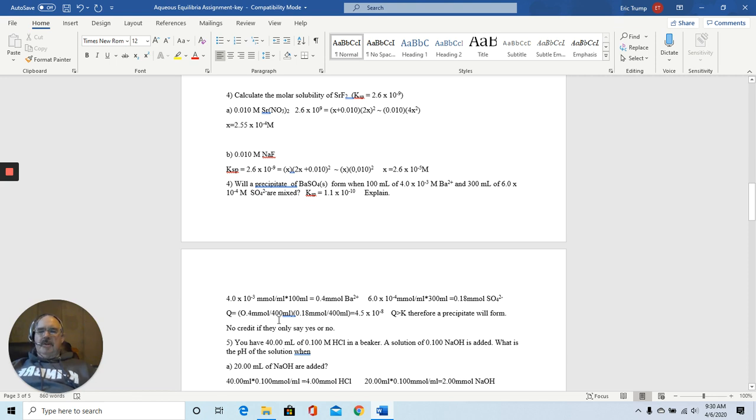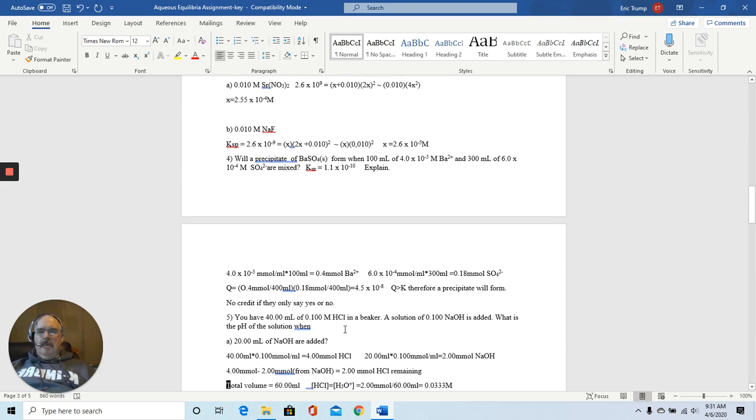The Q expression looks just like the K expression. It's the barium concentration times the sulfate concentration. And we come up with 4.5 times 10 to the negative eighth. The KSP is given. That's 1.1 times 10 to the minus 10th. This product, Q or IP, is 4.5 times 10 to the minus eighth. Because Q is greater than K, a precipitate will form. If you only say yes or no, there's no credit. You have to calculate Q.